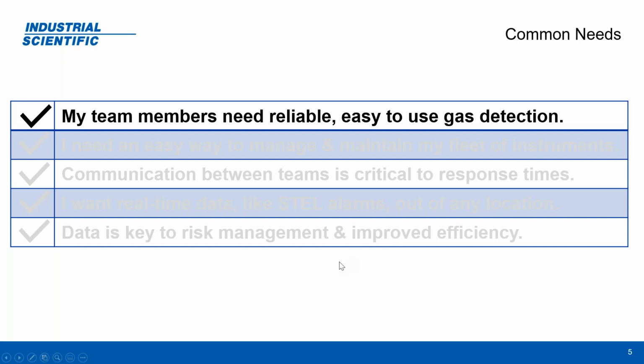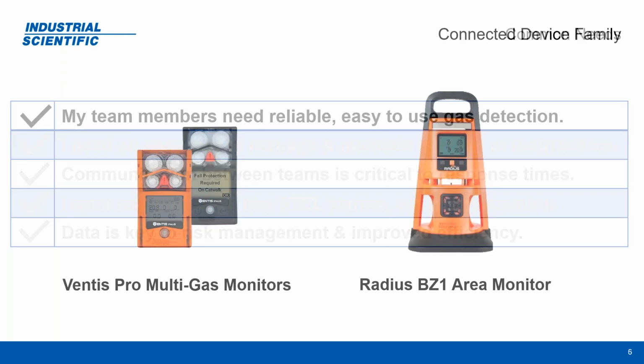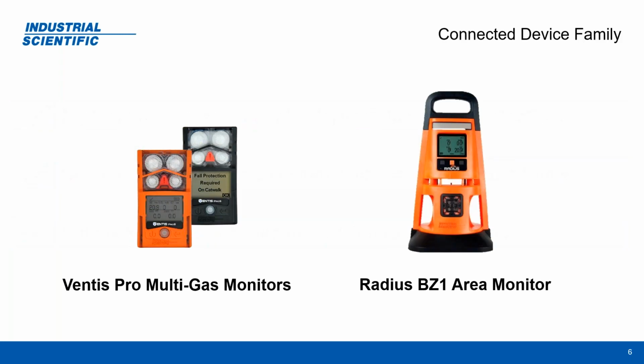All those things that you are looking for in a piece of equipment that you are going to take out or give to someone on your team to take out and turn on and rely on to save their life every day. And for our discussions today, we're going to be talking primarily around our newest family of gas detectors in Industrial Scientific, our connected device family, which includes the Venus Pro multi-gas and the Radius BZ1 multi-gas area monitors.